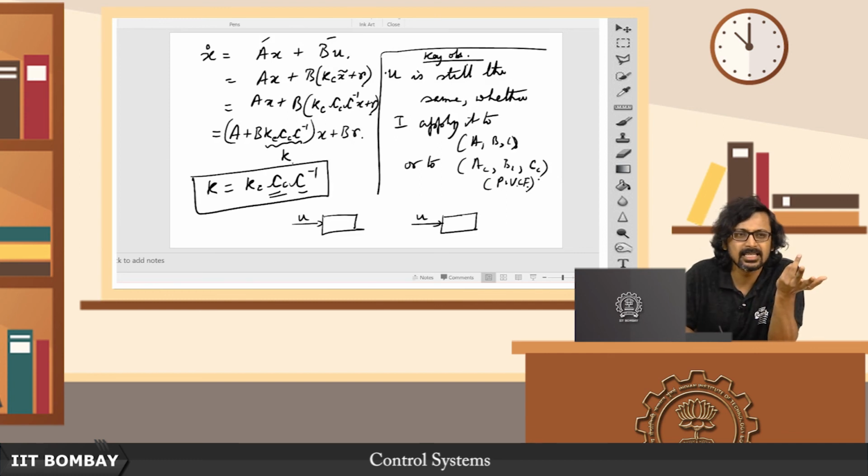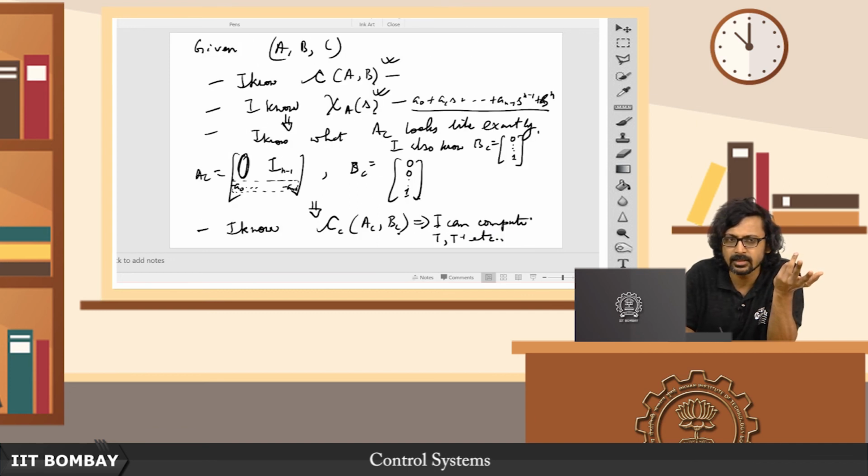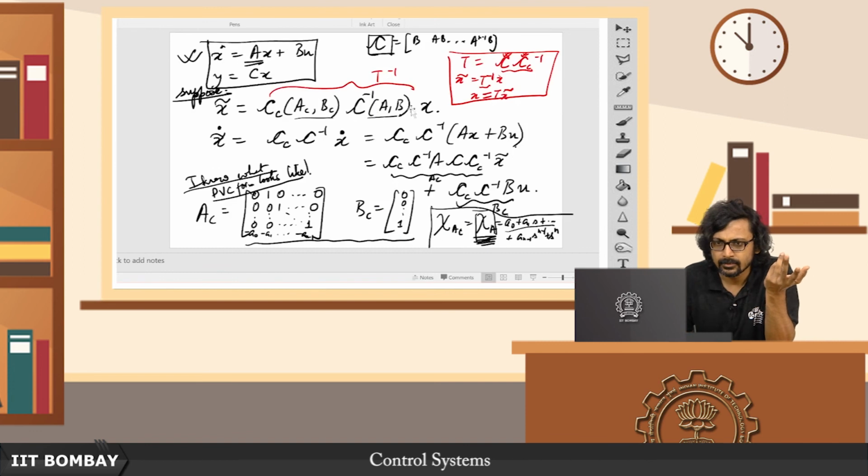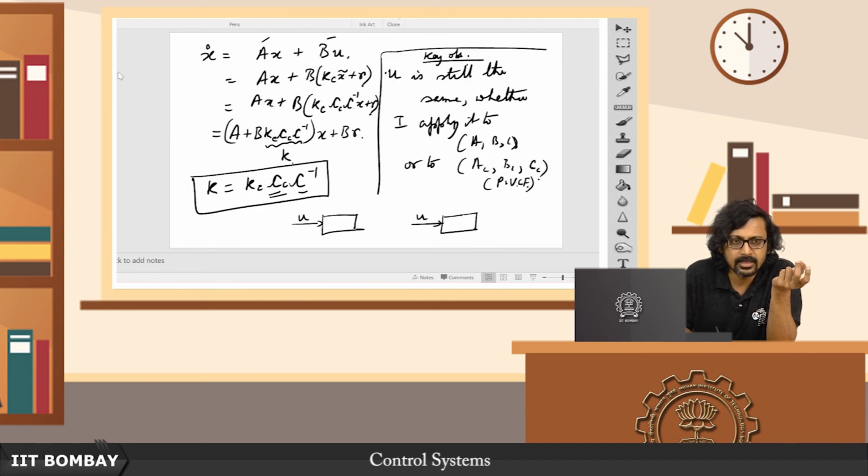But what is this C inverse? If you go back a few slides to when we wrote this, what is the C inverse? It is nothing but T inverse. So essentially what we have derived here is that this K is going to be nothing but Kc T inverse, it's going to be Kc times T inverse. So this simplifies the calculation.